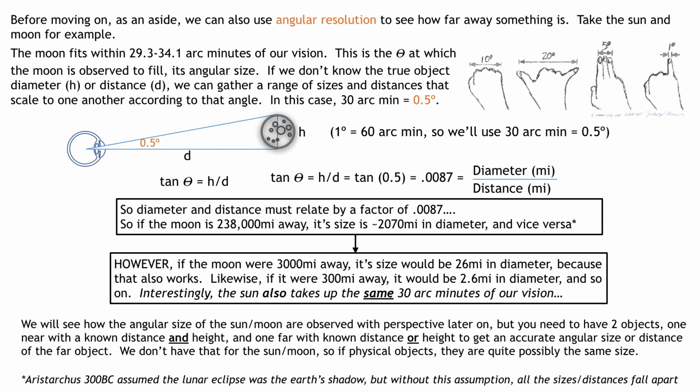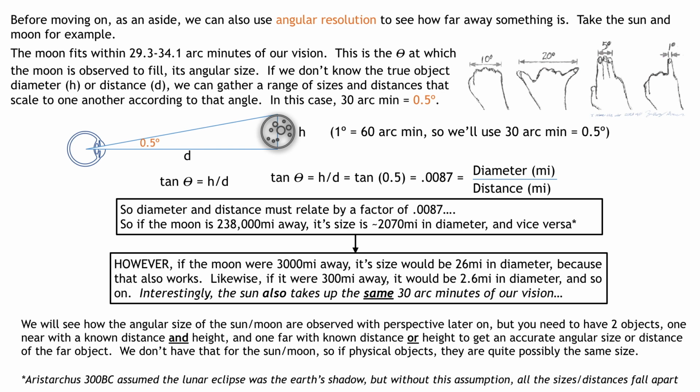Our moon has an unknown diameter and an unknown distance, but we get a ratio of 0.0087, which is what the diameter and distance would have to fit within for it to retain that angular size. So diameter and distance must relate by a factor of 0.0087. So if the moon is 238,000 miles away, its size is 2,070 miles in diameter, and vice versa. If you knew that its diameter was 2,000 miles, you would calculate its distance based on that ratio.